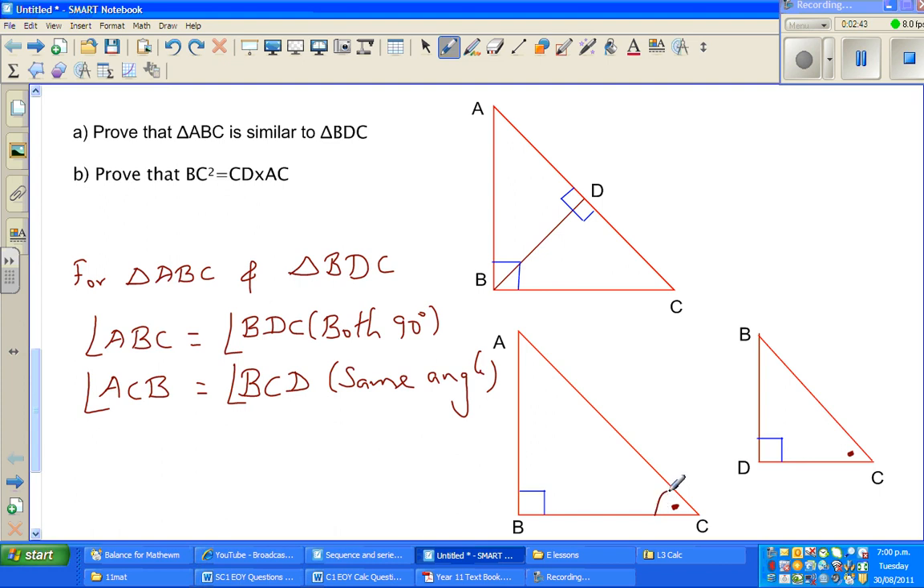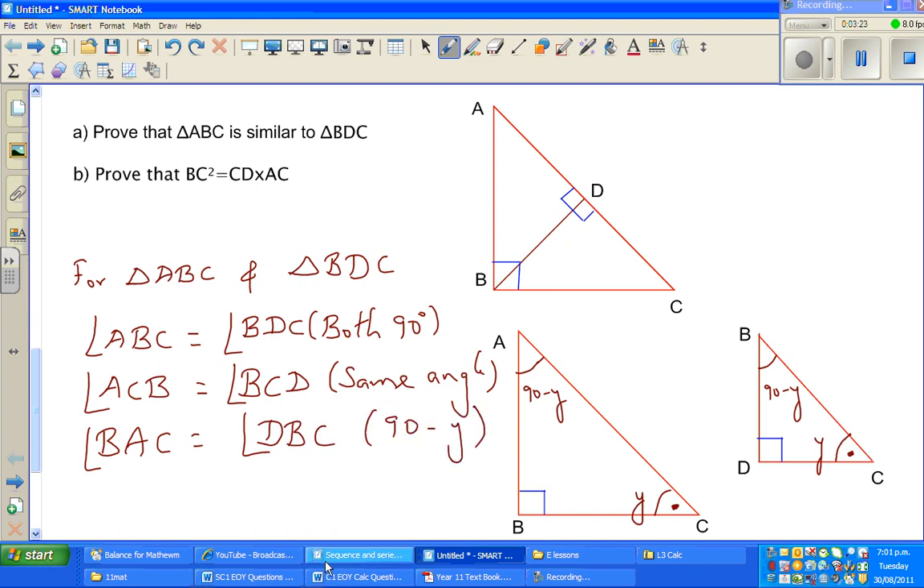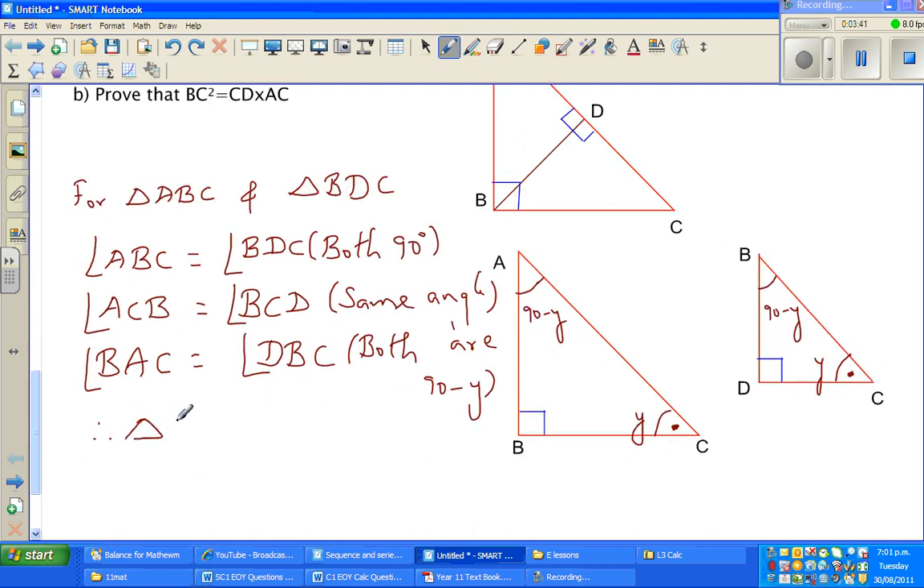Again my argument is, if this is Y, this would also be Y. And if this is 90 and this is Y, this has to be 90 minus Y. The same argument: if this is 90 and this is Y, this angle also has to be 90 minus Y, because the three angles of any triangle add to 180. So now I can say angle BAC is equal to angle DBC. Why? Because we just proved that both are equal to 90 minus Y. Both are 90 minus Y, or both are equal. Therefore, I can say triangle ABC is similar to triangle BDC.